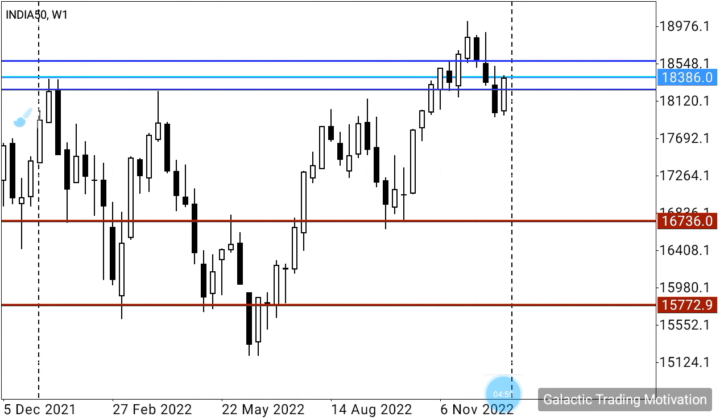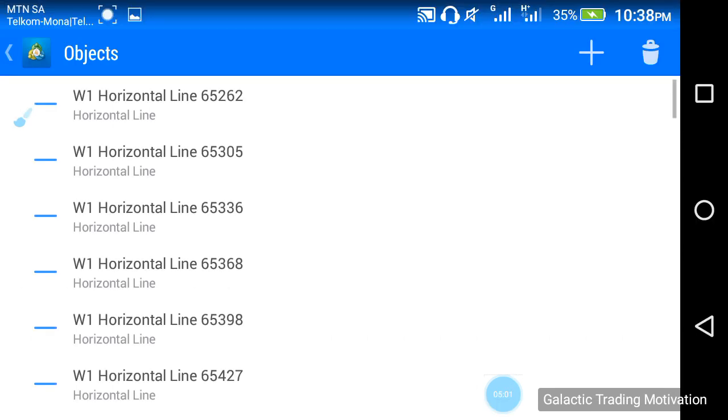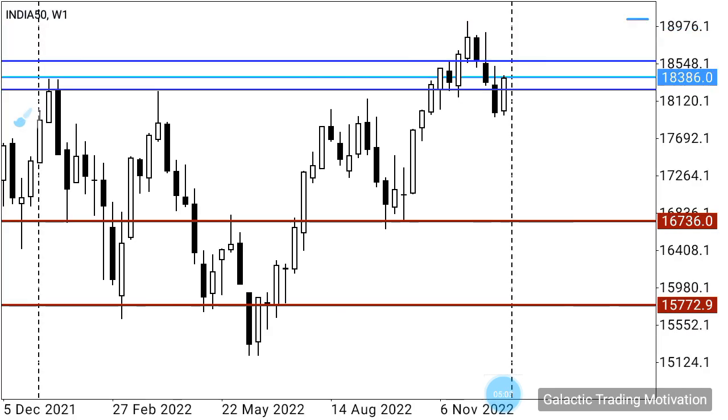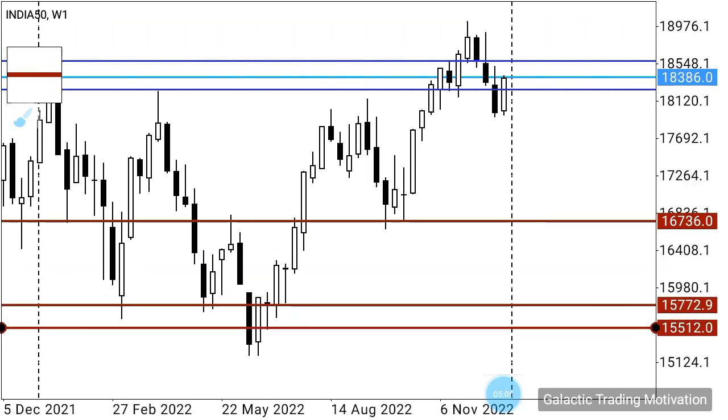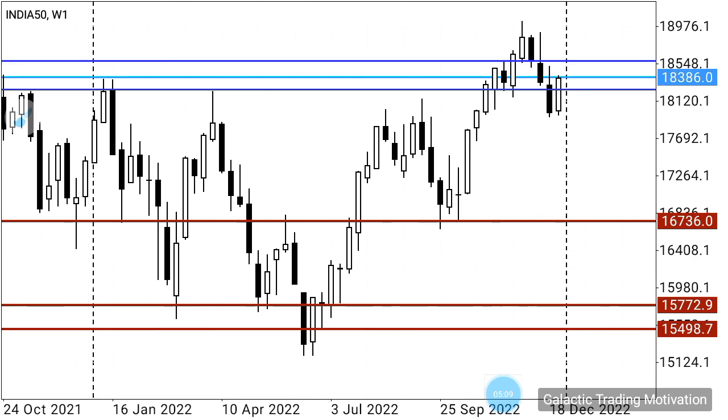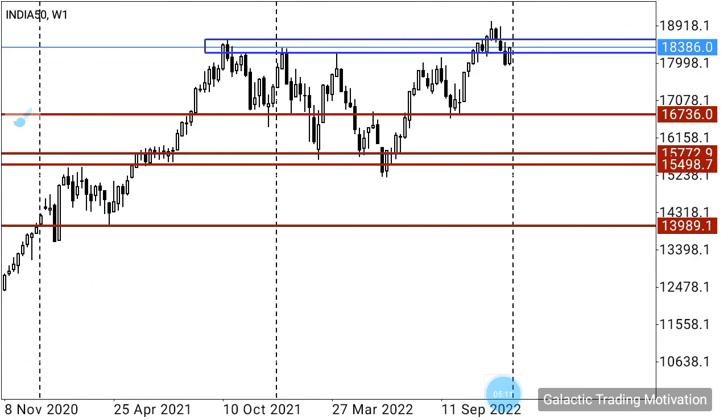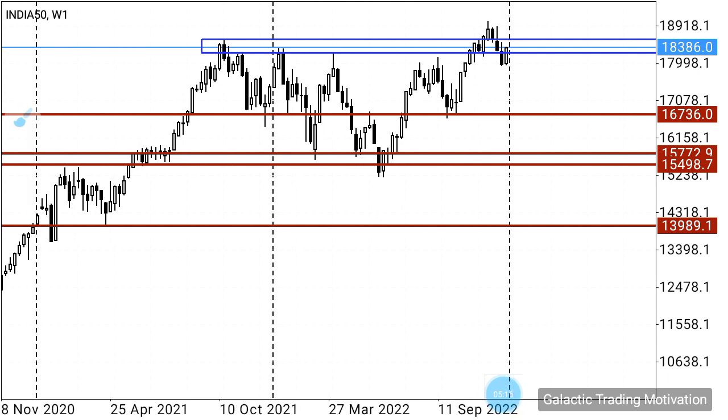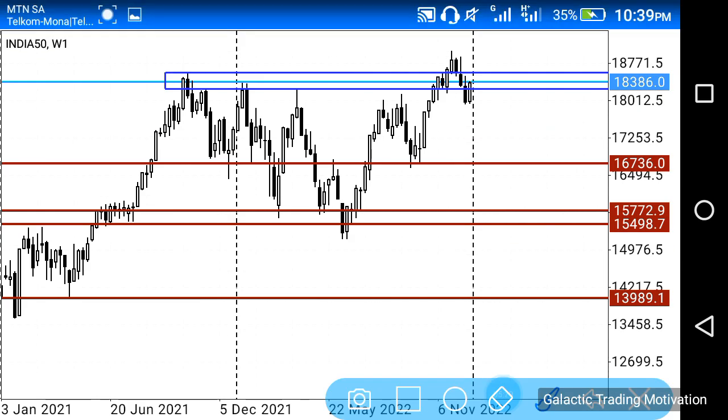I'm just going to mark these areas where we have all of those liquidity points, so that we won't forget about them as we head down to the smaller time frames, right? So there we go. So what else do we see, guys, in regards to this particular chart of India50, which is the weekly chart? At this point, really, I don't see much.